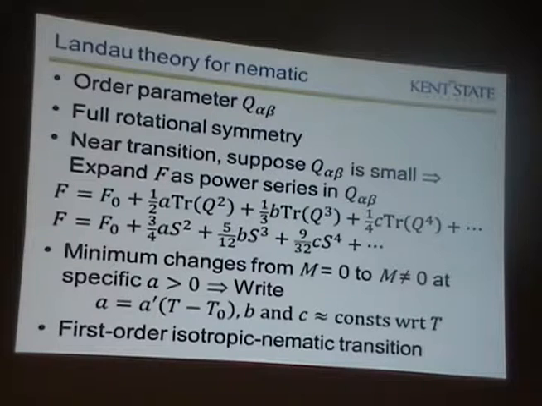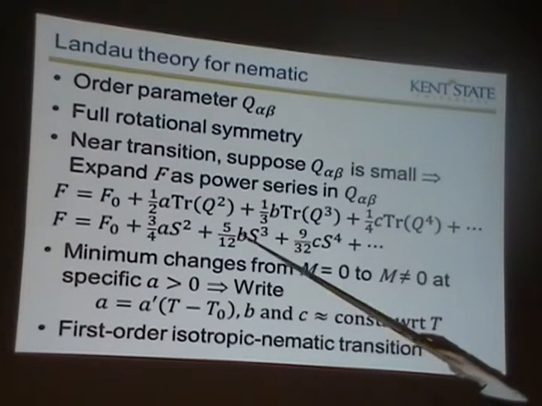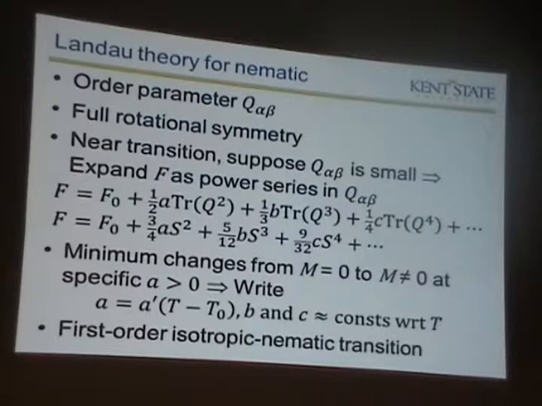Well, what's a rotational invariant? Well, like the trace of a matrix, right? The trace of a matrix is the same as you rotate the coordinate system. So we could put in things like the trace of Q squared, the trace of Q cubed, the trace of Q fourth, and so forth, right? And then relate that to the scalar order parameter S. Okay, and you'll note that this is similar to what I had for the ferromagnet, but it's not exactly the same because now there could be a cubic term as well.